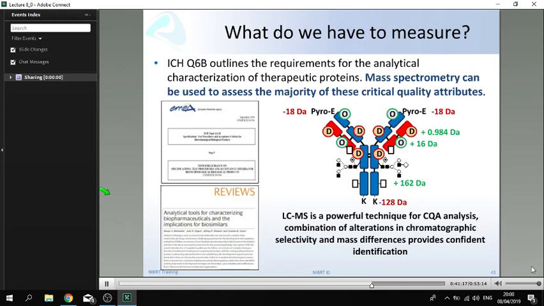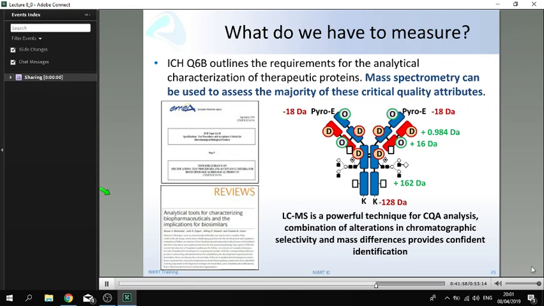So the last thing that we're going to discuss is the application of mass spec for biopharmaceutical analysis. ICH Q6B outlines different specifications and test procedures for our biologics and biotechnological products. This outlines the requirements for the analytical characterization of therapeutic proteins using mass spectrometry. And it does outline that LCMS is a powerful technique for the analysis of critical quality attributes.